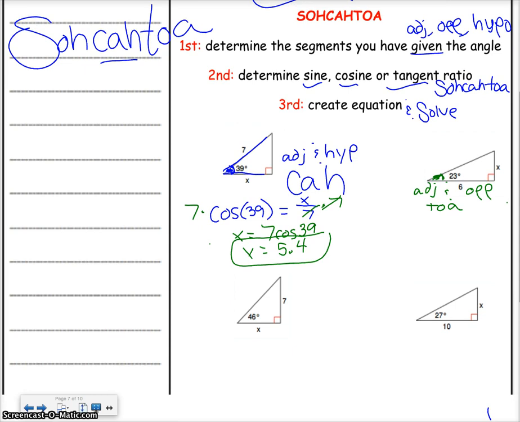So then I set up the ratio. Tan of 23 is equal to opposite x over adjacent 6. Now I got to get my x by itself. So I'm going to move this 6. I'm going to times both sides by 6. And you get x equals 6 times tangent of 23. And just plug it in your calculator. 6 tan 23 is 2.5. x equals 2.5.